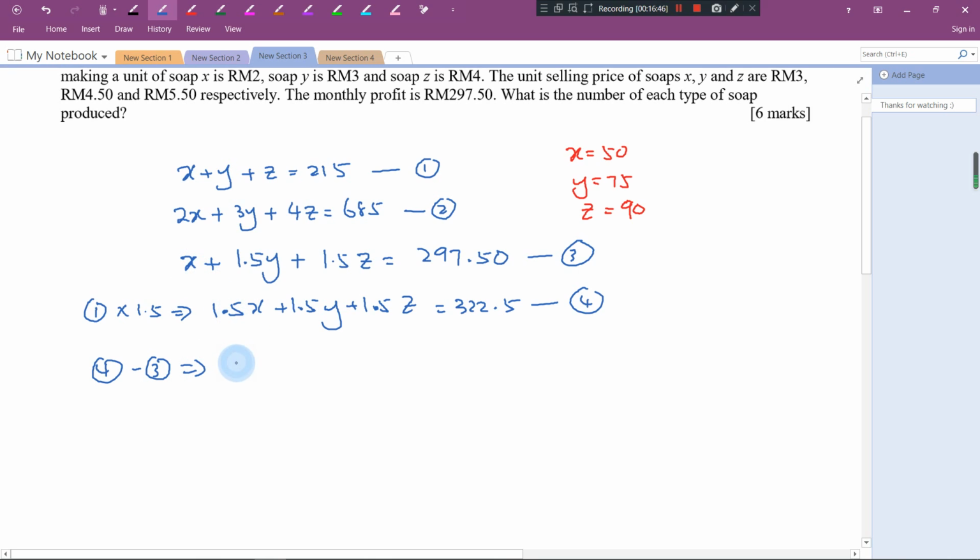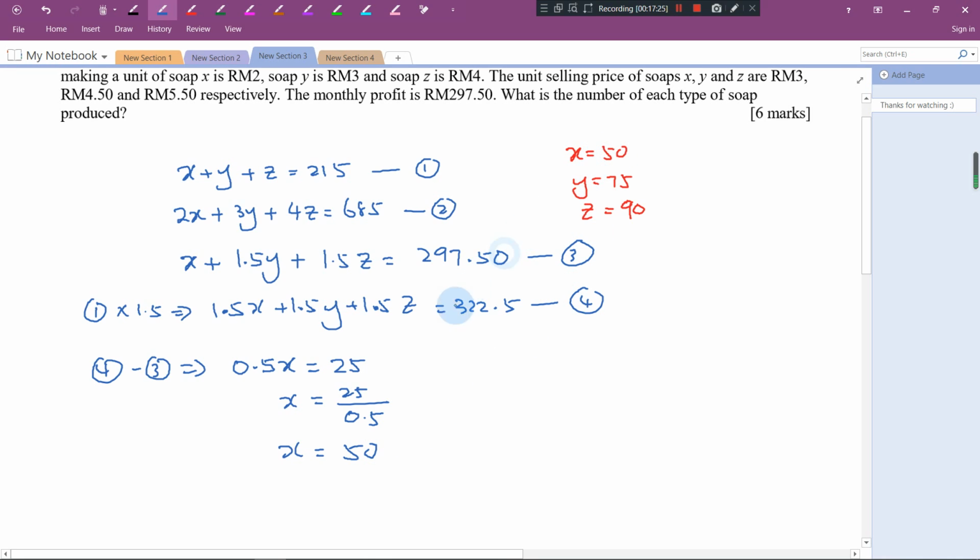1.5x minus x, I will get 0.5x. 1.5y minus 1.5y, no more y. 1.5z minus 1.5z, no more z. Take 322.5 minus 297.5 is equal to 25. X is equal to 25 divided by 0.5, 50.